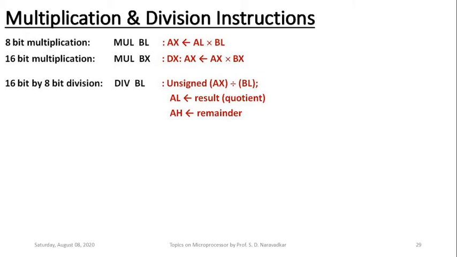By divide by BL, the unsigned 16-bit contents of register AX will be divided by the 8-bit contents of register BL, and once that division is performed, the result or quotient will be copied to the 8-bit accumulator AL, and the 8-bit remainder will be copied to register AH. So this is a valid division here.